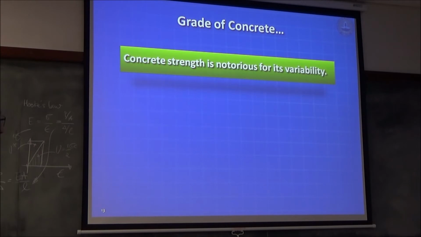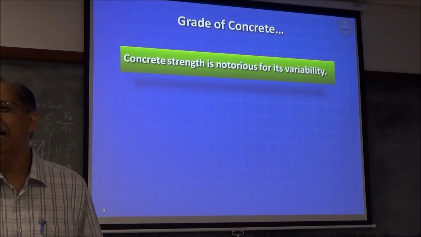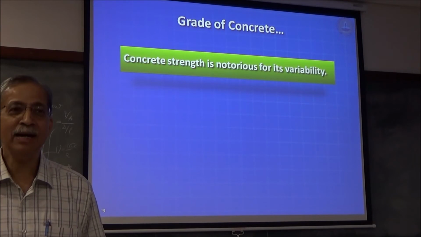Concrete strength is notorious for its variability. It's a strong statement. Notorious for its variability means what? Unreliable. Why unreliable?